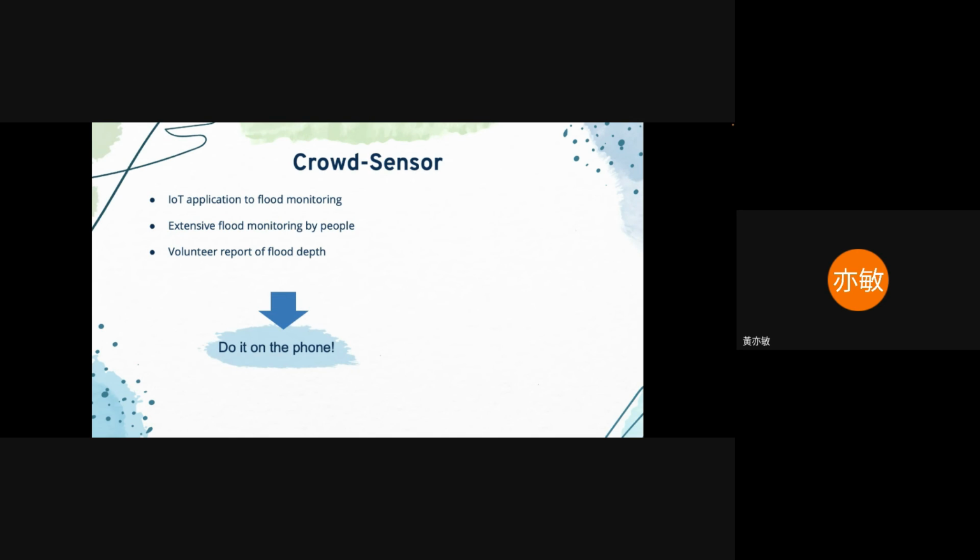So how about the next step? Can we put more sensors? Of course, we can put more sensors, but it costs a lot of money when we put more sensors on the site. So how about we ask the people to help us? We call it a volunteer report, and it's crowdsourcing. I would say it's crowd sensors.